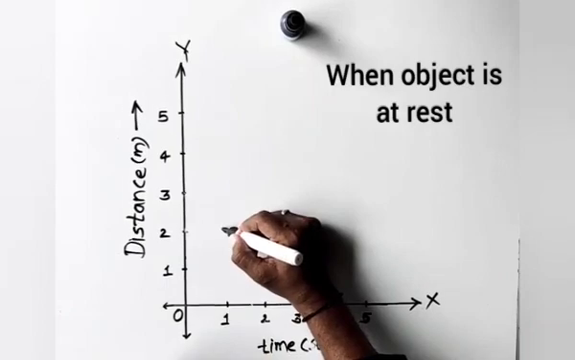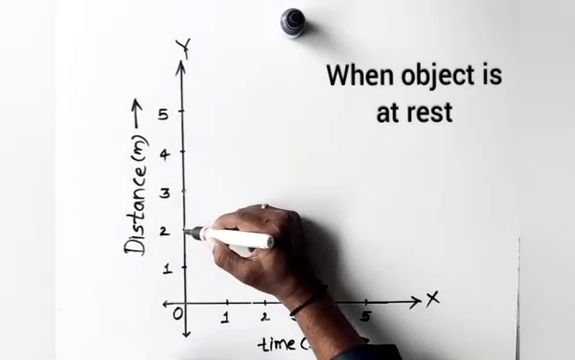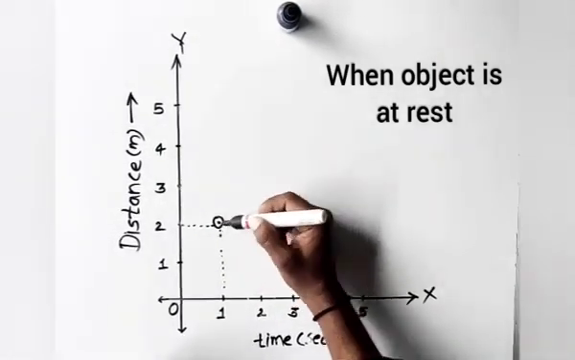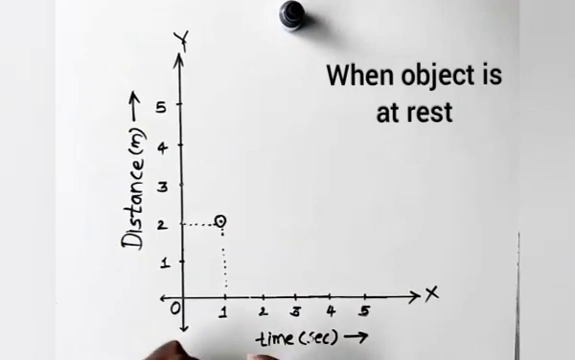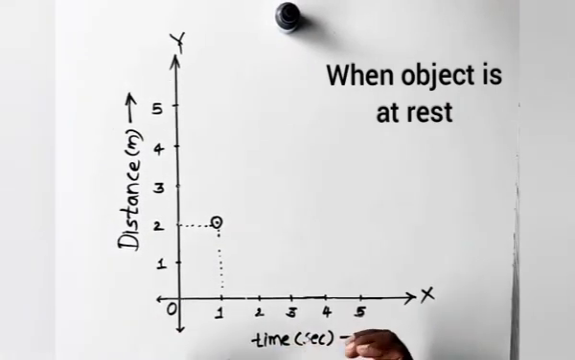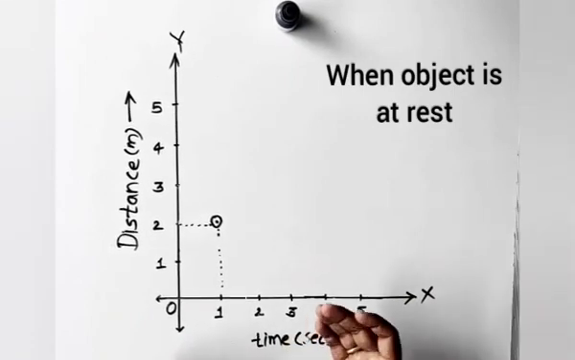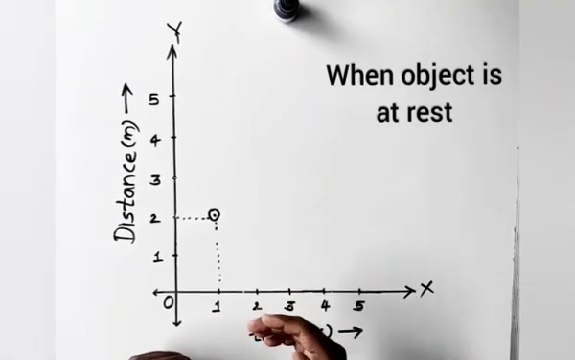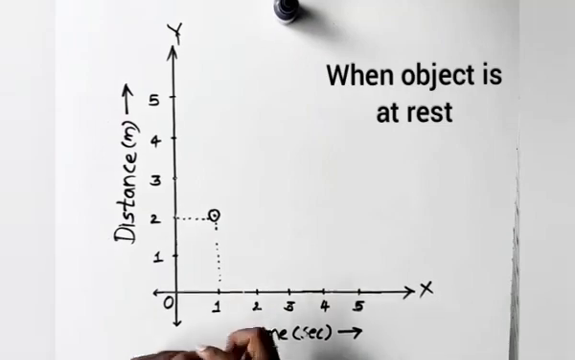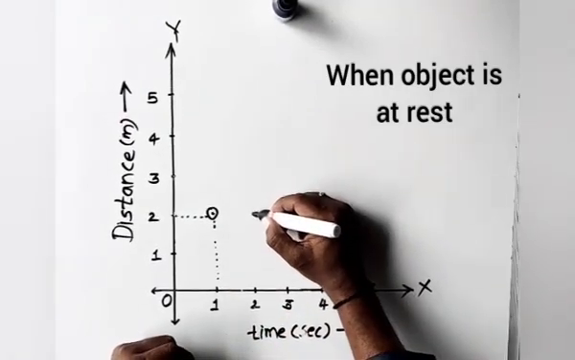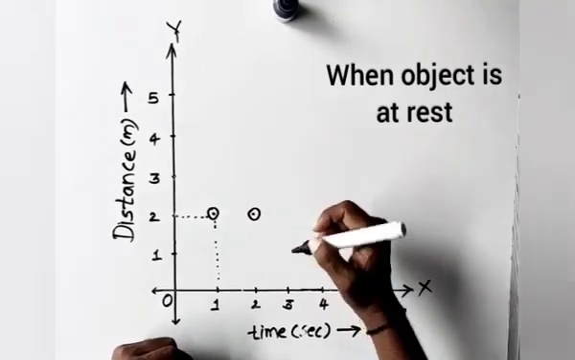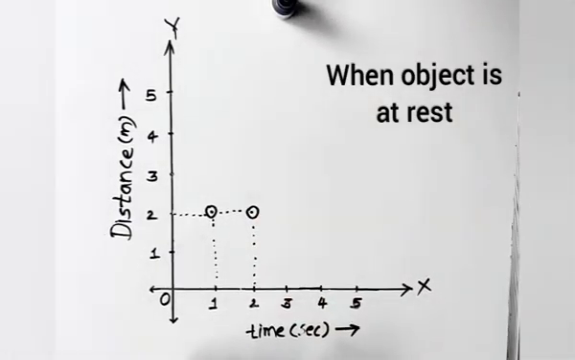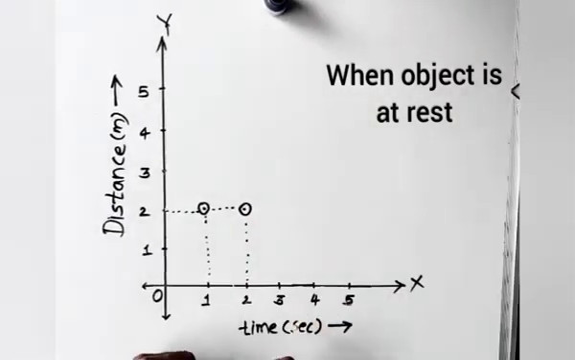So for plotting it, let's take a point where it shows a distance of 2 meter and time of 1 second. Now after this, 2 seconds are completed. Still, after 2 seconds, the ink bottle is at its own place, that is at 2 meter only. Yes or no? So we can say that after 2 seconds, the bottle is still 2 meter away. Hence we have given a point at 2 meter as well as after 2 seconds.